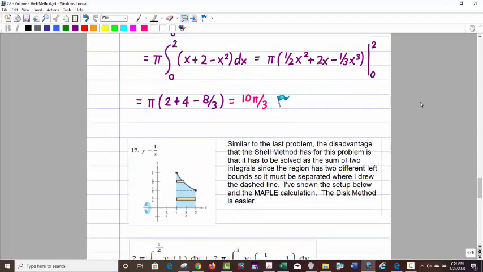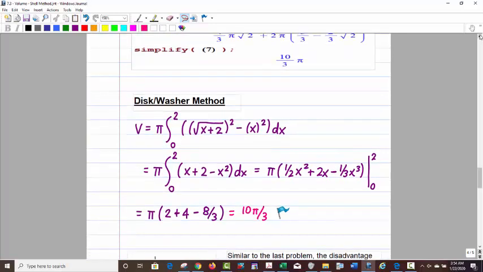Well, I didn't verify it with Maple or technology or anything, but I'm pretty sure it's right. So there it is, square root of x plus 2 squared minus x squared, easy integral. Worked it out, there it is. Just take the antiderivative, 1/2 x squared plus 2x minus 1/3 x cubed, 0 to 2, plug it in, and you end up with 10 pi over 3, so it matches.